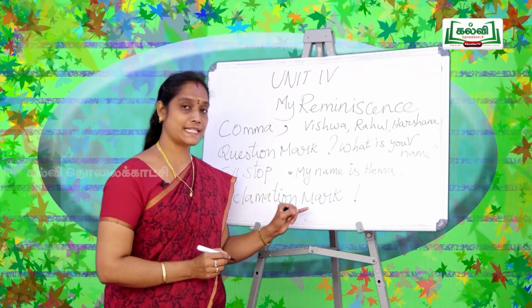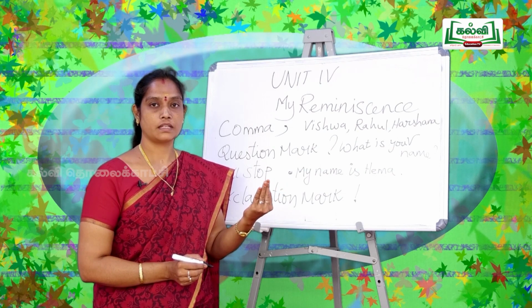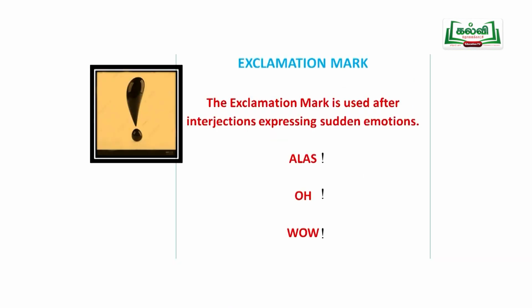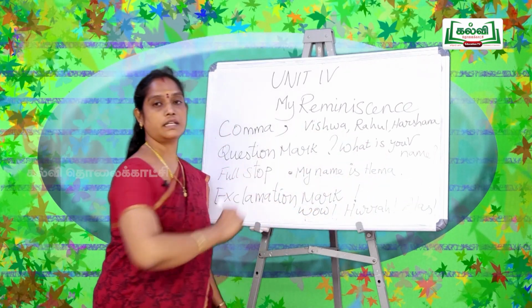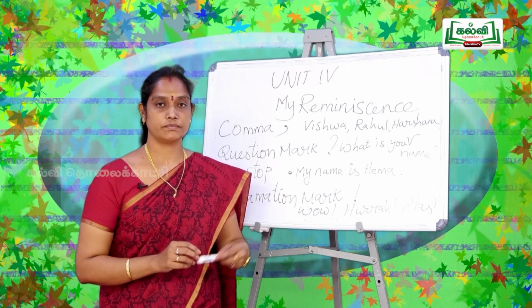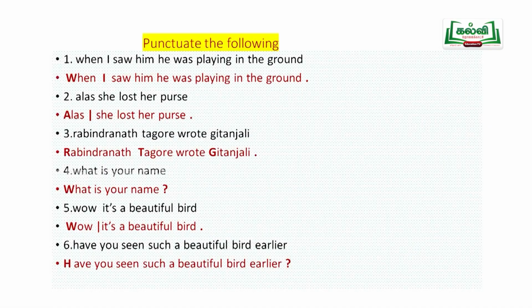And then what about the exclamation mark? Exclamation mark means Achiriyakuri. Whenever you are exclaiming, you can use the exclamation mark. Achiriyama sollumbodhu we can use the exclamation mark. Wow! Hooray! Alas! So for these words, you can use the exclamation mark. Now, regarding this, we can see it in the worksheet. Question number 5. Wow! Dash! It's a beautiful bird. Dash! Have you ever seen this beautiful bird? These 3 sentences are given. In between, you have got a dash. So, wow!